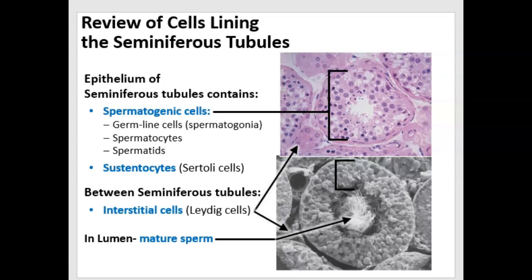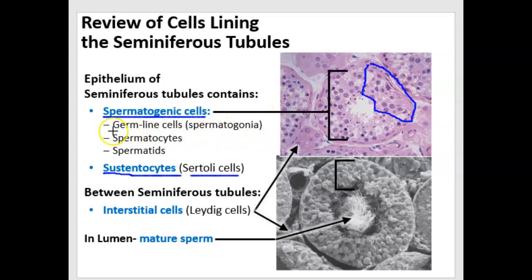So let's start off by reviewing the cells that are located in the seminiferous tubules of the testes. Within the wall of the seminiferous tubule, there are two kinds of cells: spermatogenic cells and these cystenocytes, which I always call Sertoli cells. The spermatogenic cells might be in various stages.